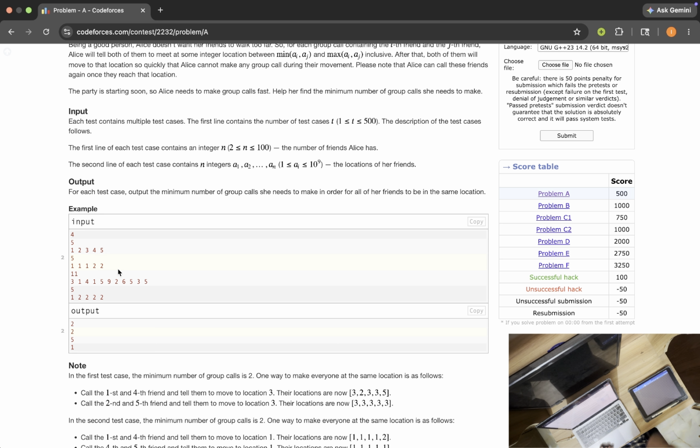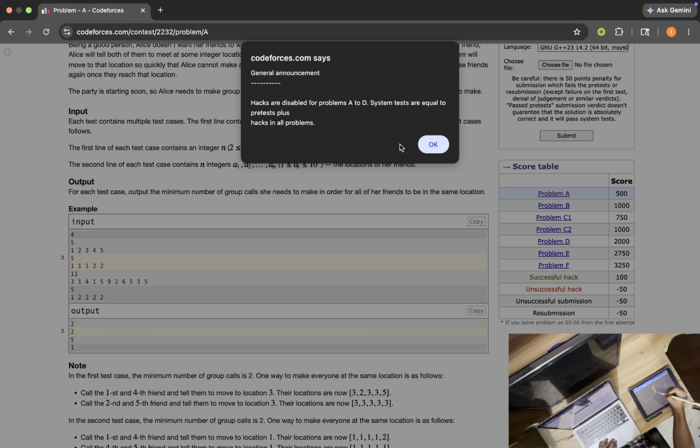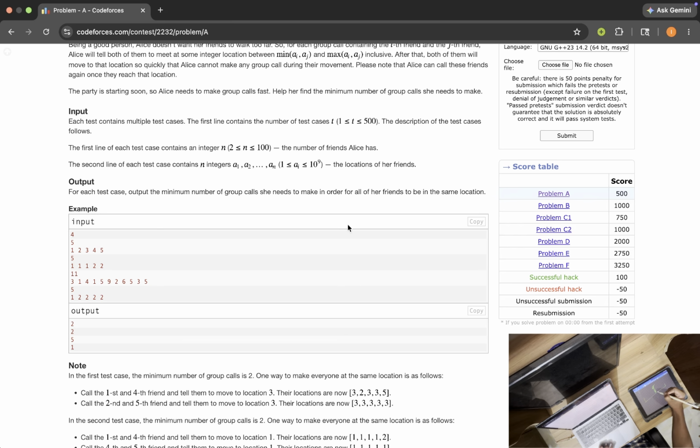Maximum count. So let's say I add some values, and some values concentrated at this position. Let's say I have multiple trees. So obviously I'll choose that.